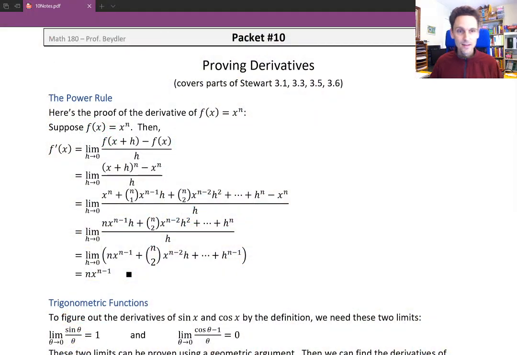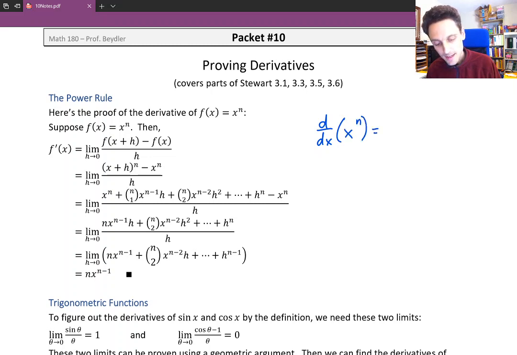But you're not going to want to fall asleep in this video, because in this video we're finally going to prove those derivative shortcuts that we learned way back in Packet 5, starting with the power rule. You'll recall that the power rule says that the derivative with respect to x of x to the n is n times x to the n minus 1.